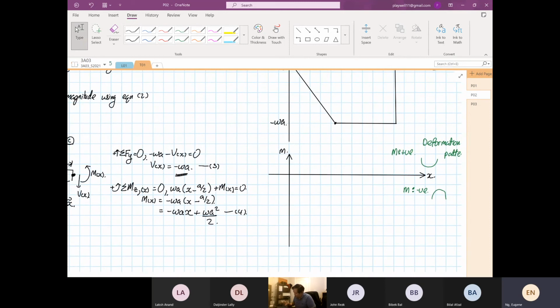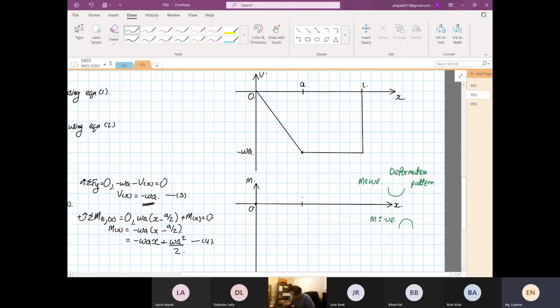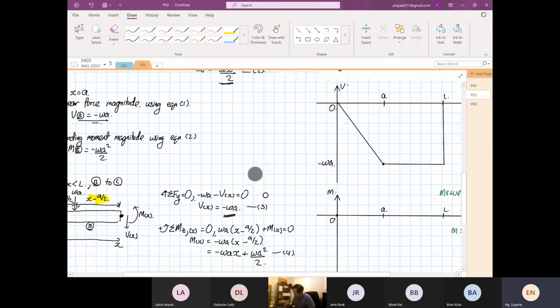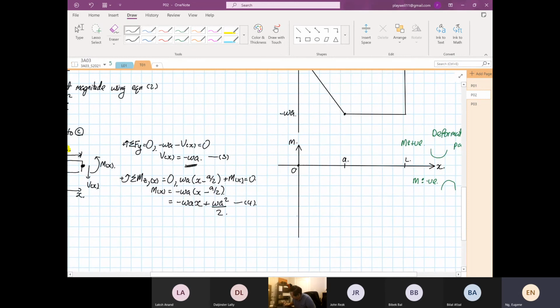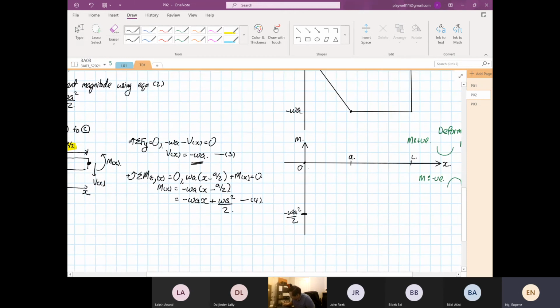So when you look at the moment equation again, we're going to start from 0, and over here, this is our point A. Our distance A over here is your distance L. So if you look at that, the function is minus omega x squared over 2. So it's going to be a set phase, and then it's going to stop at minus omega a squared over 2.